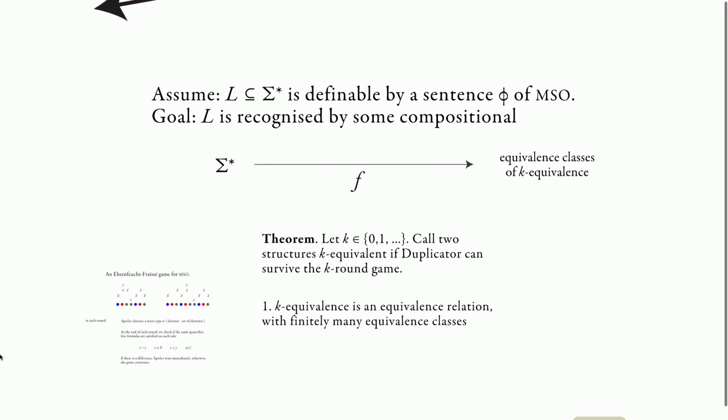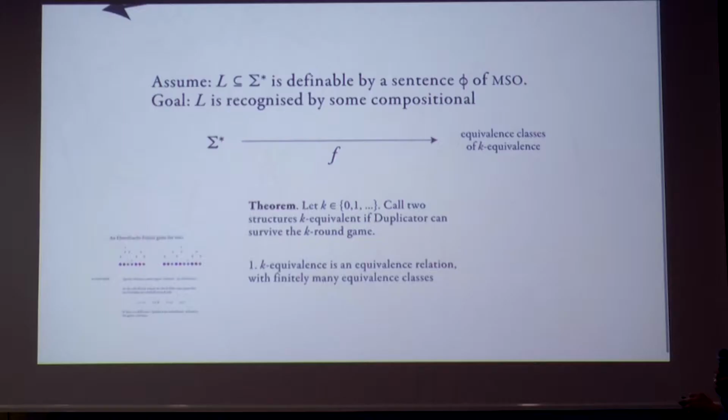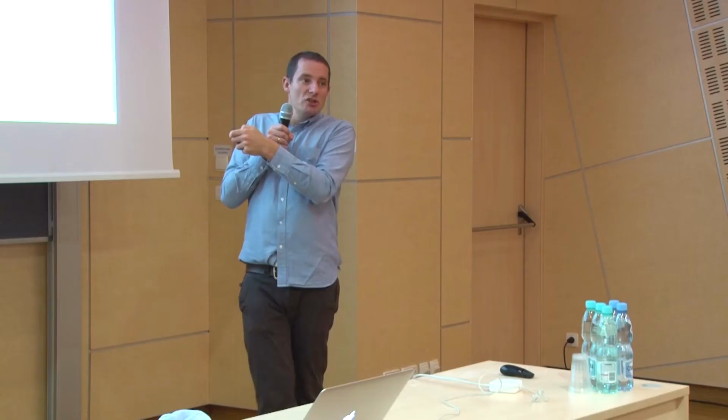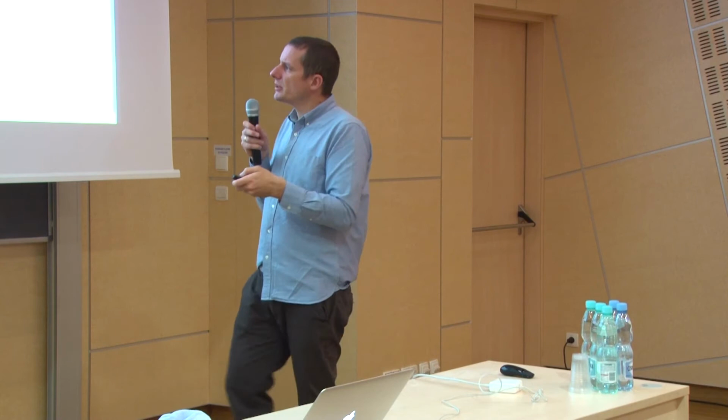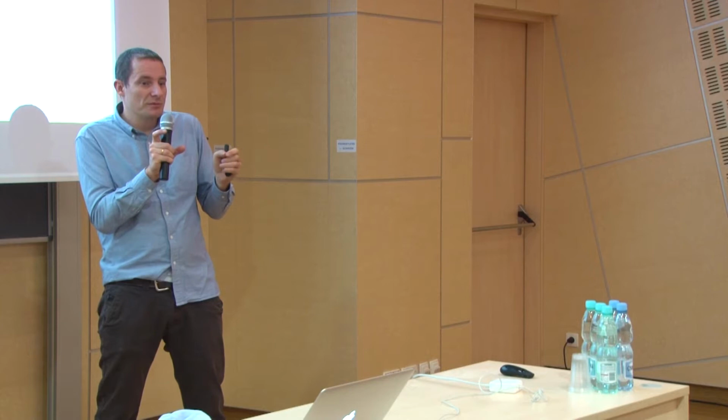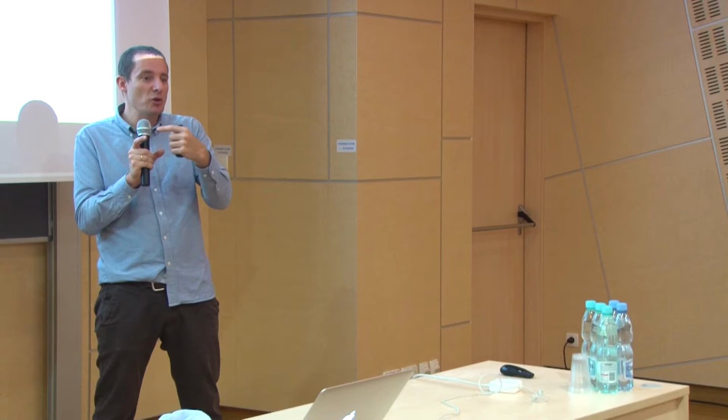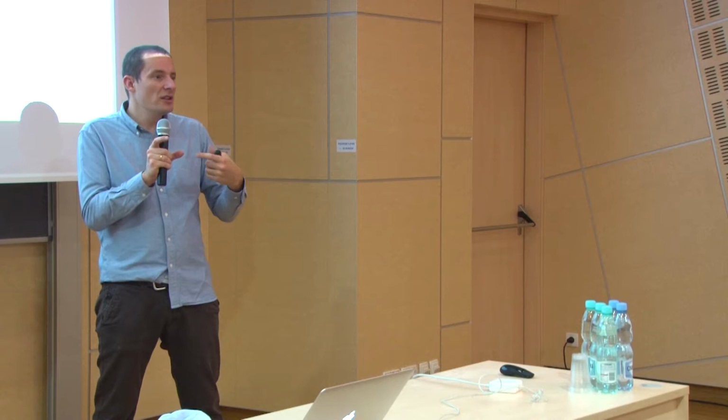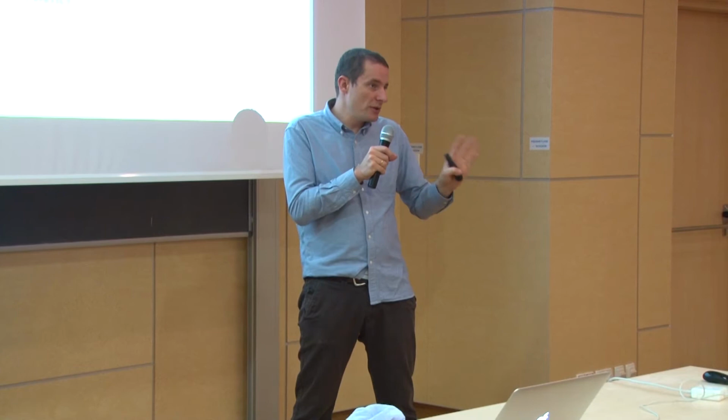Well, first of all, in order to be recognized, I first should say that it's an equivalence relation. This is maybe not entirely obvious, but it's not difficult to see. What you should see is that it is transitive. If duplicator has a winning strategy which connects words W1 and W2, and he has a winning strategy which connects W2 with W3, then you can compose those two strategies into one which connects W1 with W3. So it's a transitive relation.